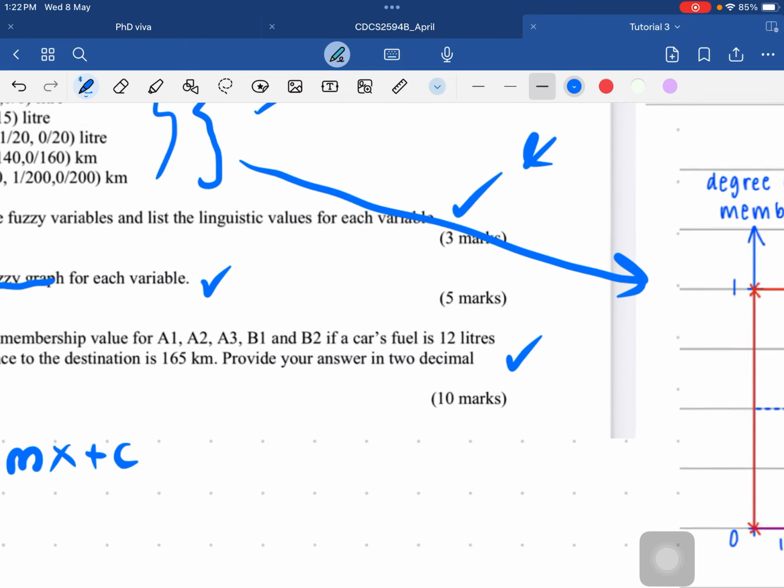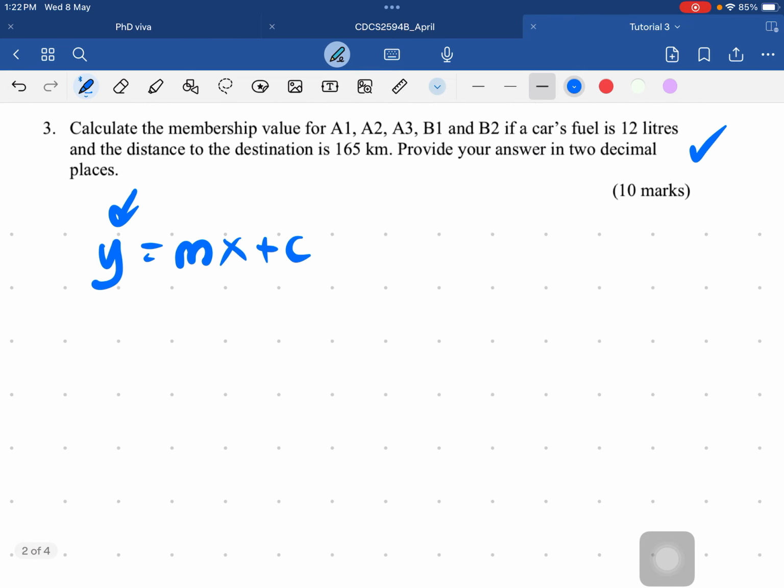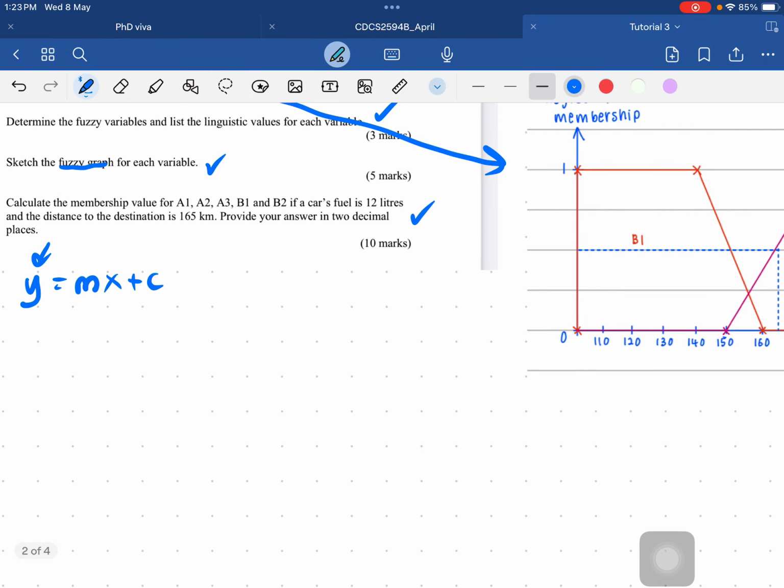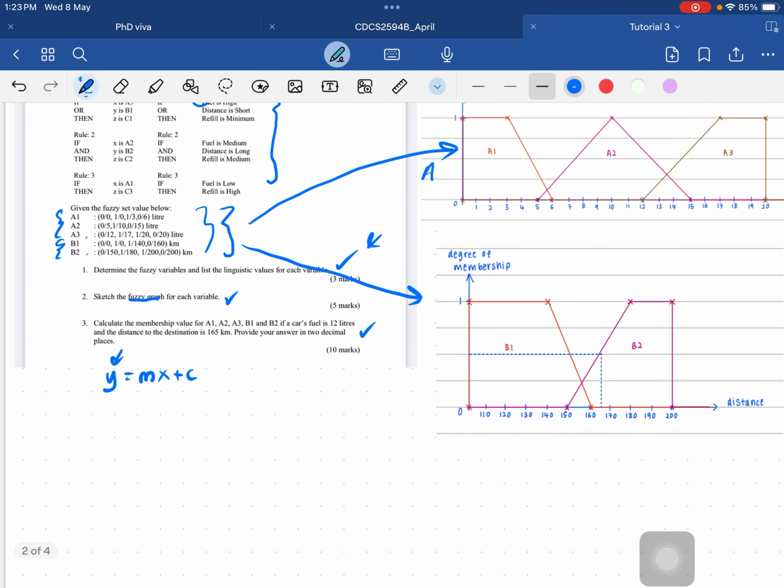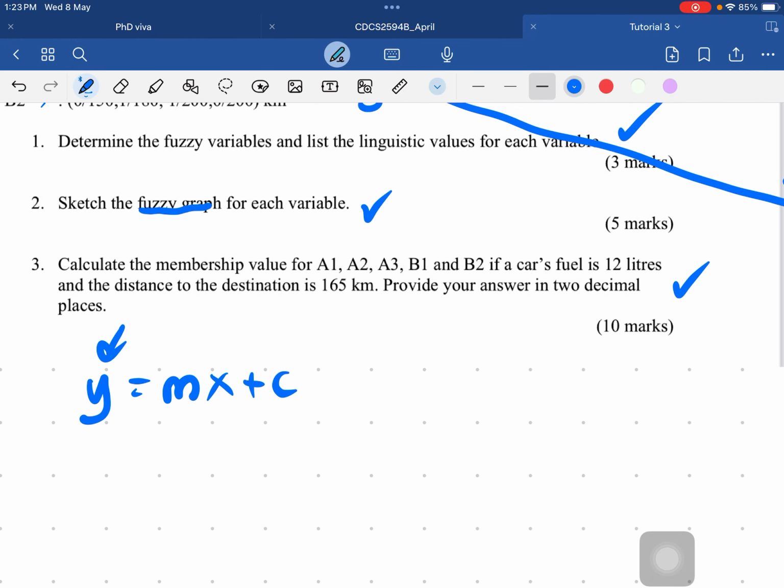So for question number 3, I bet you are going to have a bit of problem on this, but then I believe that you actually have been studying y equal to mx plus c in your school back in form 4 or form 5, but then I would like to recap on that now. Okay, now, so the question would be, calculate the membership value for A1, A2, A3, B1, B2 if a car's fuel is 12 liters and the distance of the destination is 165 kilometers. You need to provide your answer in 2 decimal places.